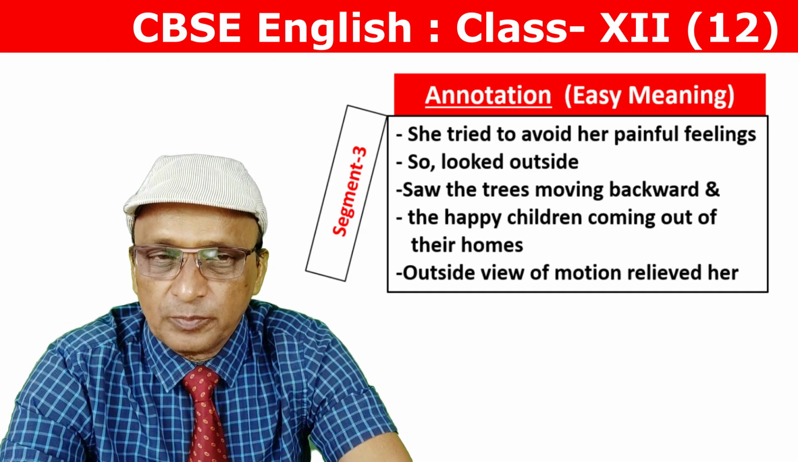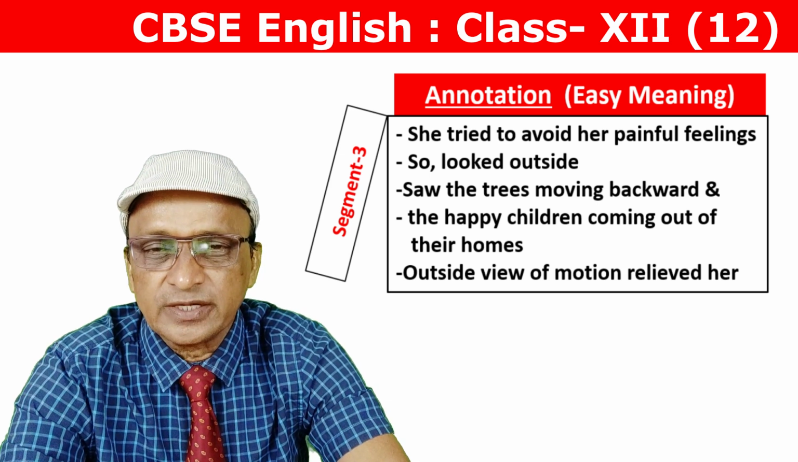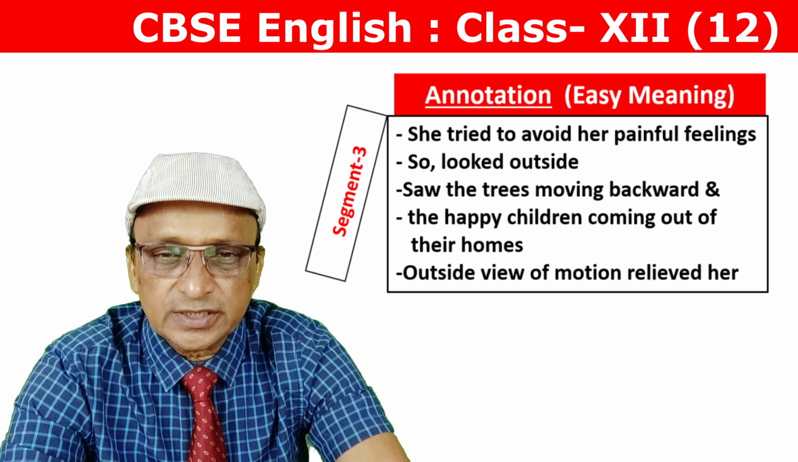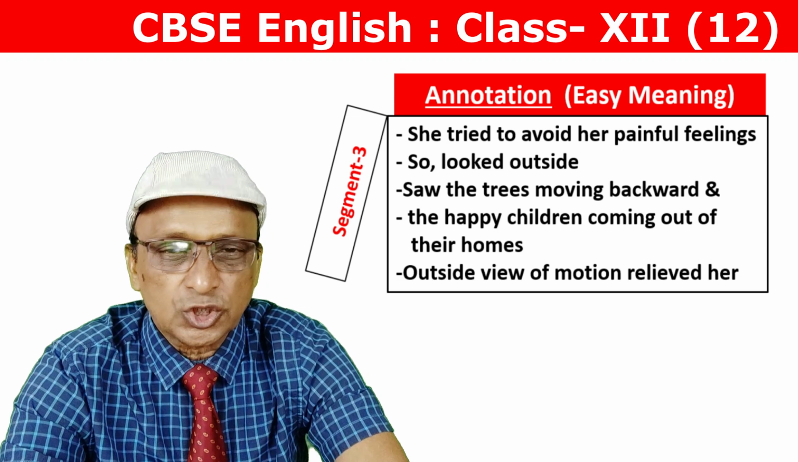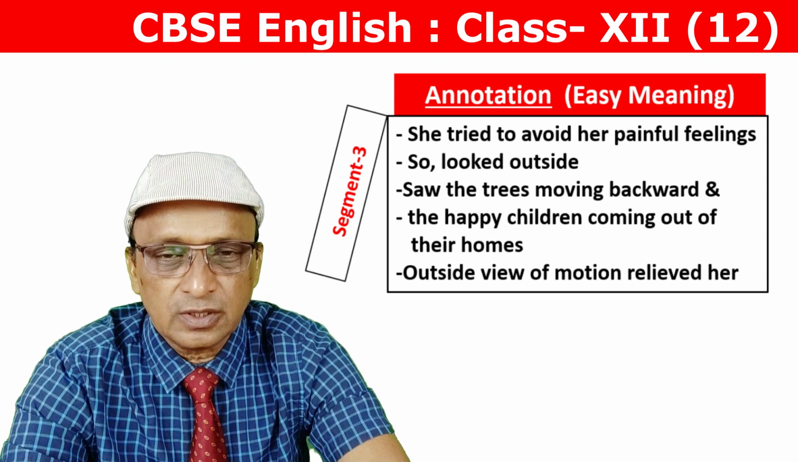She tried to avoid her painful feelings. The poetess was worried that her mother was perhaps dead. To avoid this thought, the poetess did a certain thing. What did she do? She looked outside, and outside she saw two things in motion.